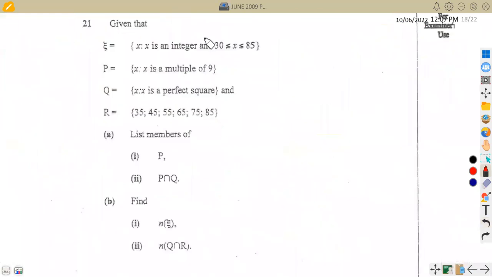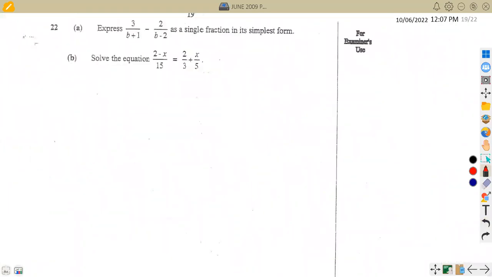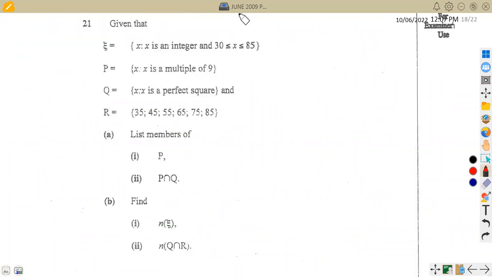Let's see the other part now, which is question 21. Actually, okay, 21, sorry. Let us see question 21. All right. So there we are given the universal set. Take note about the information. You must be able to understand the information here on 21.